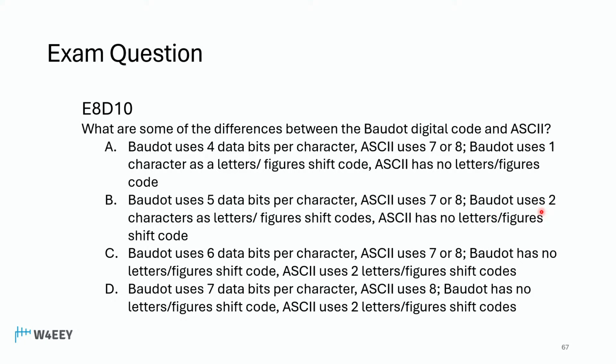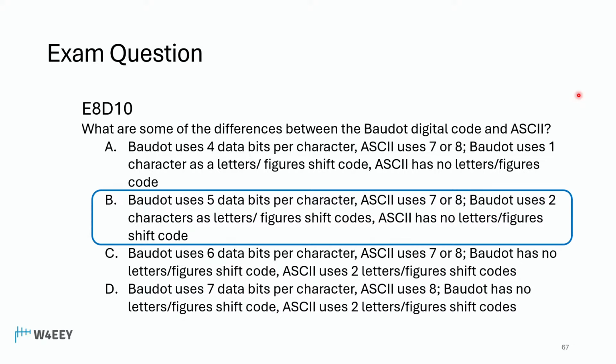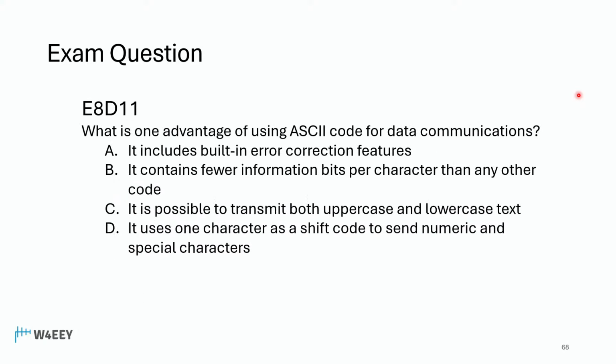What are some of the differences between Baudot digital code and ASCII? There's only one answer. Bravo. There's only one answer that has the magic number in it. That was 5, that I wanted you to remember. They give you every other possible opportunity to get it wrong, though, but 5 is your magic number.